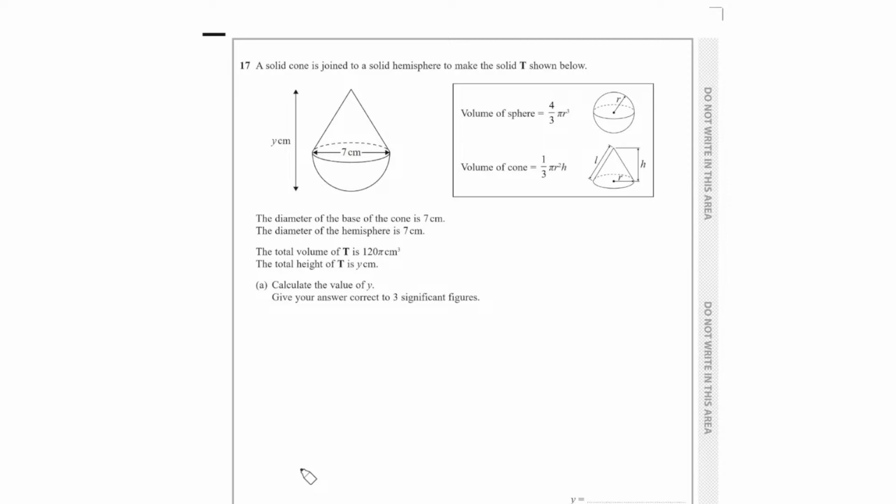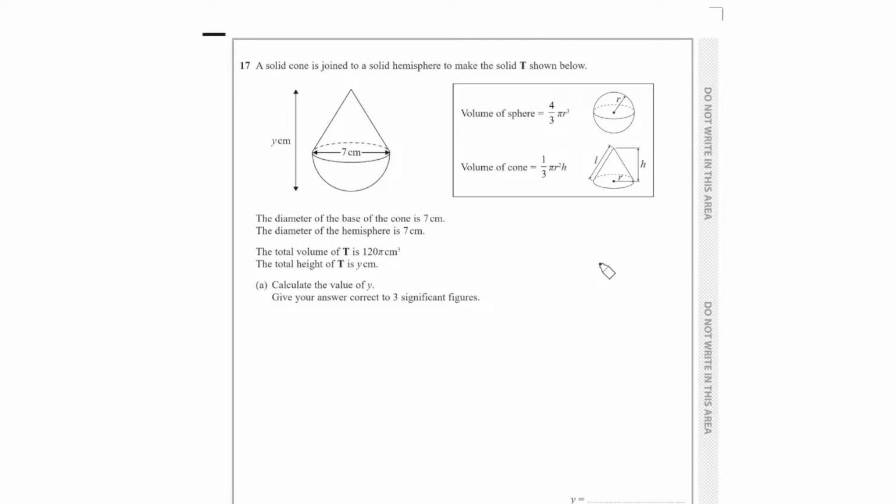Okay, question 17. A solid cone is joined to a solid hemisphere to make the solid T shown below. So this whole thing here is T. The diameter of the base of the cone is 7, and the diameter of the hemisphere is also 7, as you can see. The total volume of T is 120 pi centimeters cubed, and the total height of the T shape is Y. We need to calculate the value of Y, and they've obviously given us formulas because these aren't prisms.